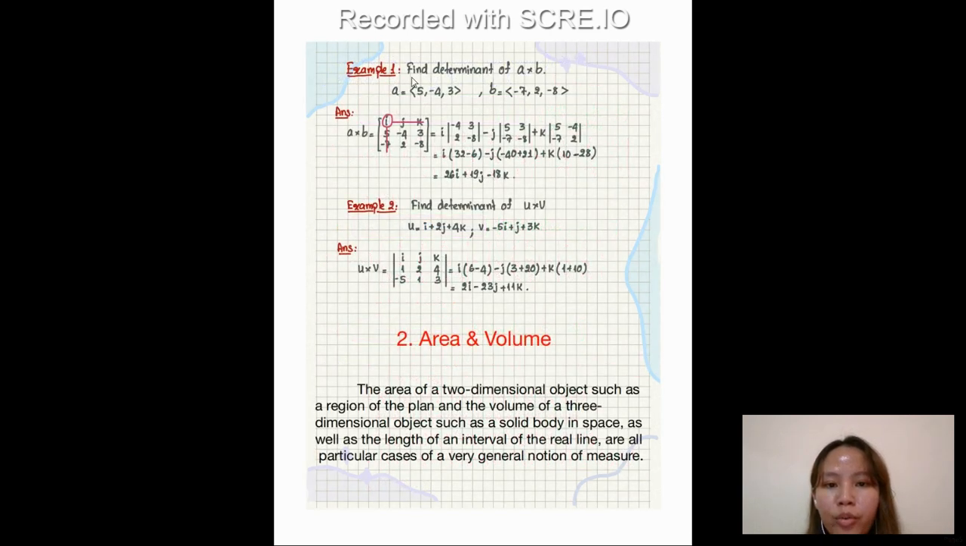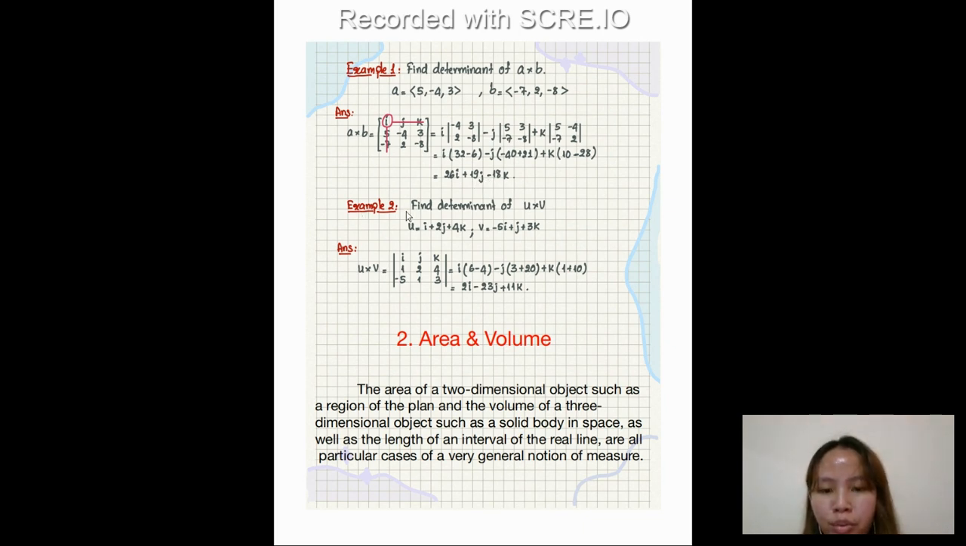For example 1, find the determinant of A cross B, where the value of A is 5, -4, 3, and the value of B is -7, 2, -8. Here is the answer. The determinant of A cross B equals the determinant of a 3 times 3 matrix. The first column is i, j, k, the second column is the value of A, and the third column is the value of B. Then we calculate it until we get the answer, which equals 26i plus 19j minus 18k.